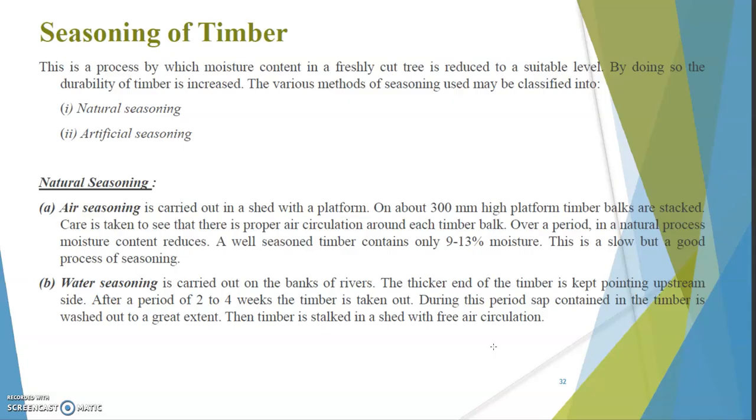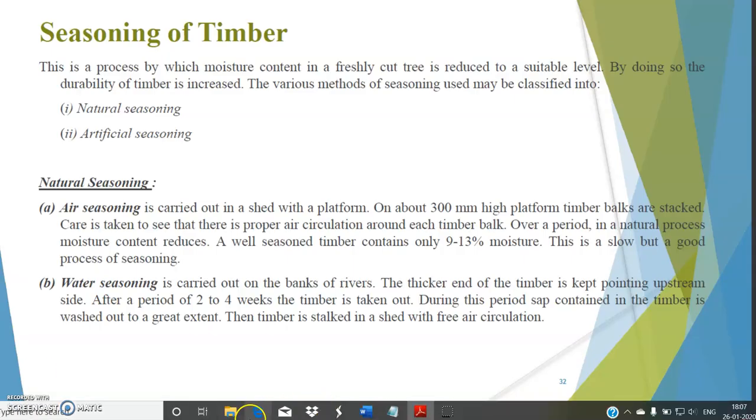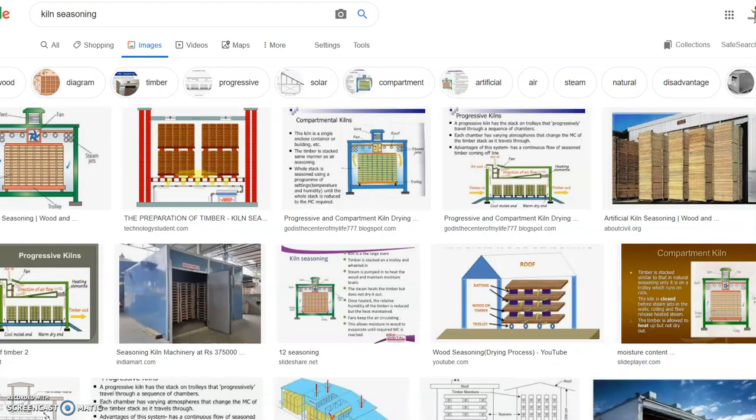Understand? Once we see air seasoning, it is all about simply stacking and allowing air circulation. But in further processing, certain other processes would be done earlier as a preliminary primary stage, and in the second stage they will go for air seasoning, right? So in water seasoning, the longitudinally cut timber boxes are thrown into the river flow. So if you see this, you can understand, right?